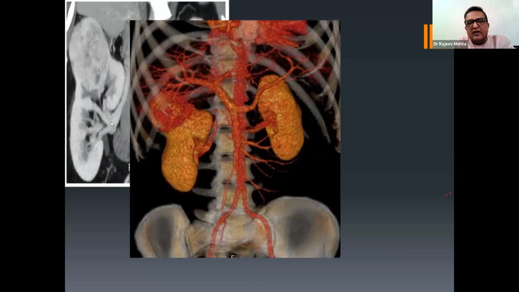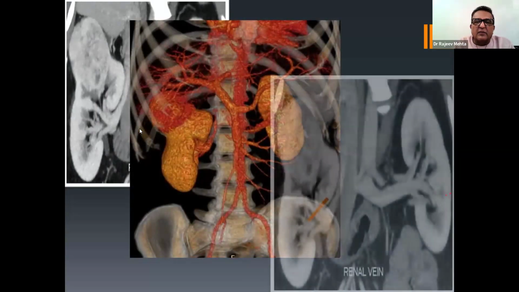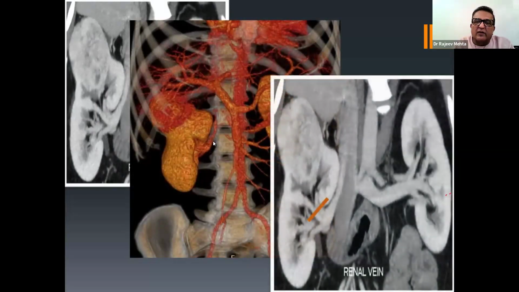Again, these are 3D VRT images. The venous phase clearly demonstrates the tumor with the renal vein here entering the IVC. Here on the left side, you can see a fairly large, long segment of the renal vein. The right renal vein always has a shorter course, but the left renal vein has a longer course over here, and can be beautifully demonstrated on CT scan.